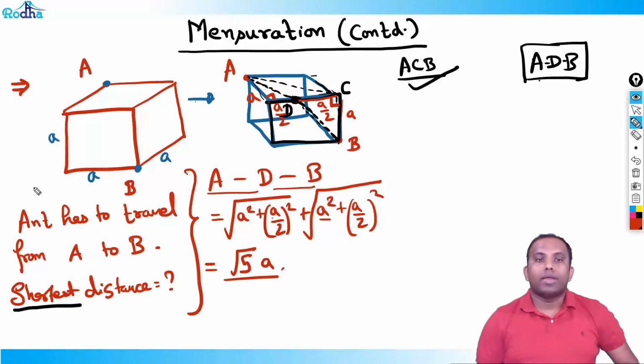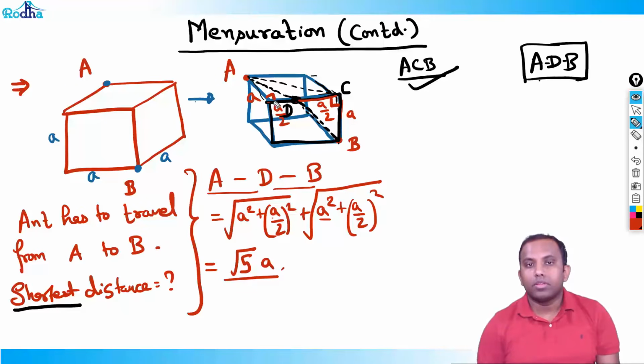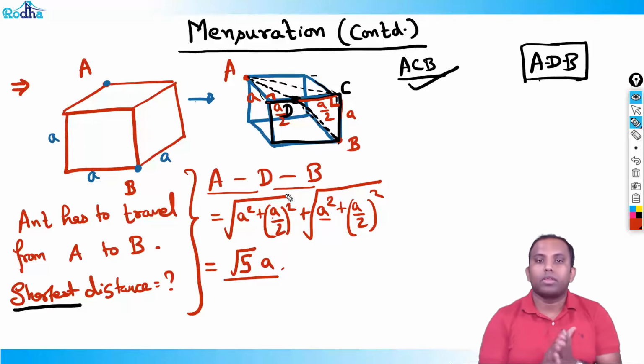So it is root 5A, the shortest distance traveled by the ant. I hope it is clear, right? Shortest distance traveled by the ant, root 5A. A square plus A square by 4 is what? 4A square. 5A square, root of 5A square. So you take A common, root 5 by 2 plus root 5 by 2. So it will become root 5.